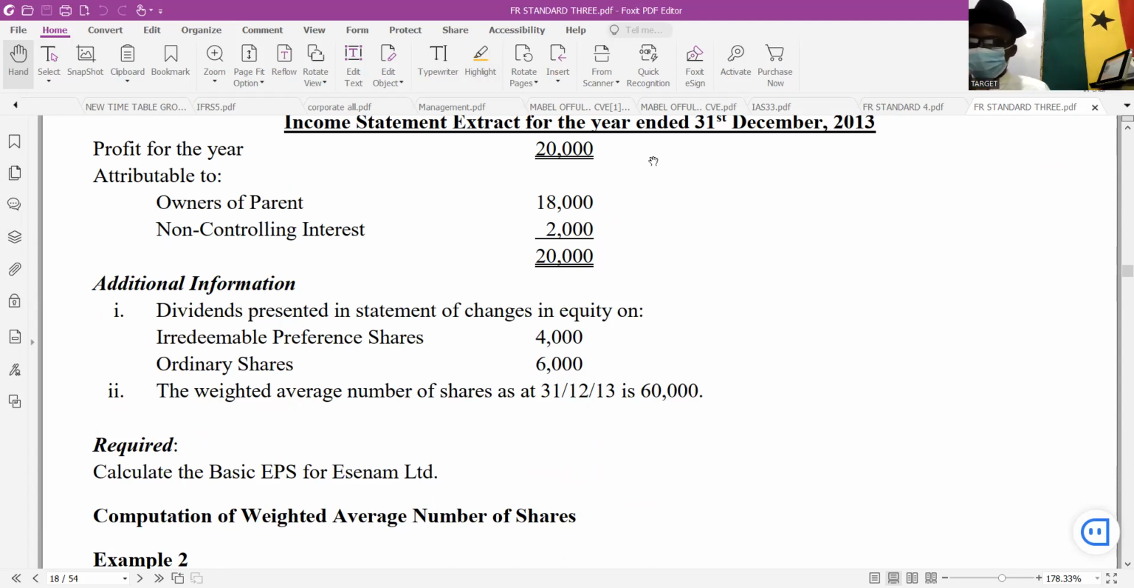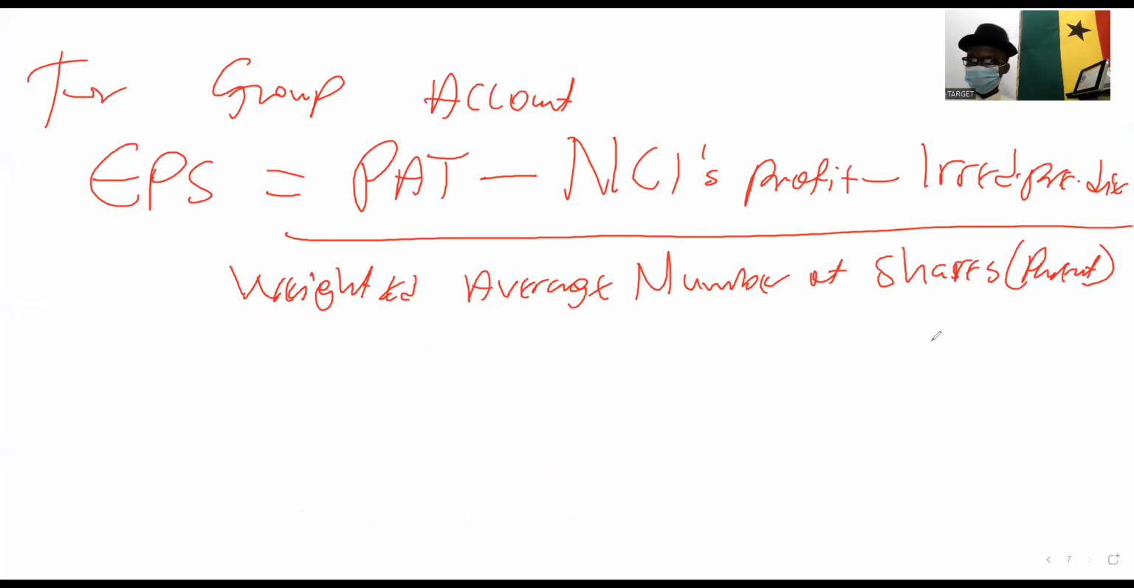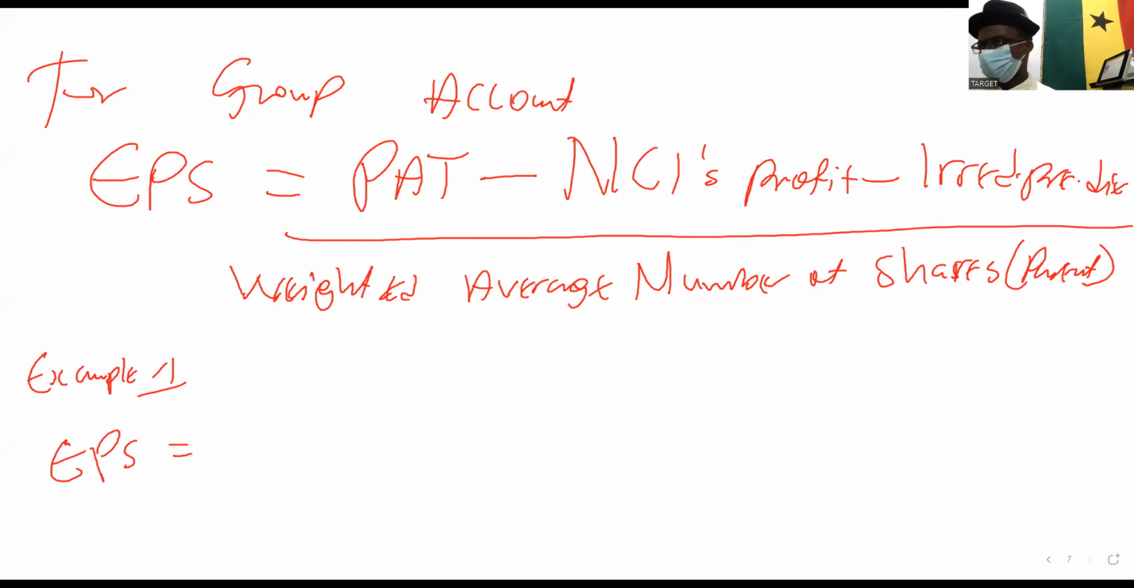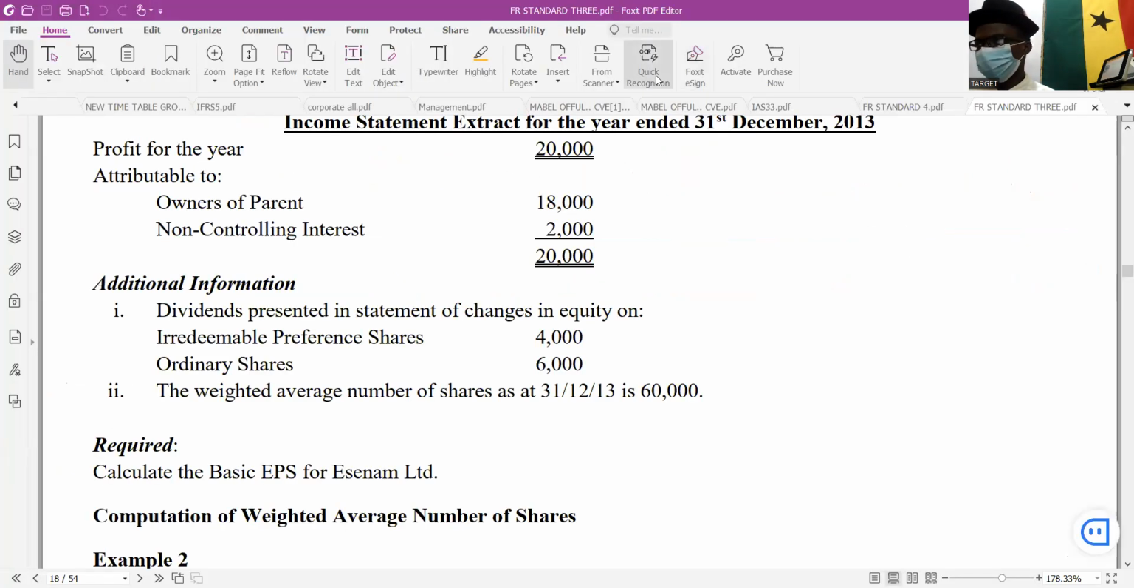This is a very basic illustration before I now tackle the main situation. First of all, I've quoted a formula here. So example 1. Basic earnings per share should be equal to: what's the profit after tax for the entire group? Profit after tax for the entire group is 20,000.